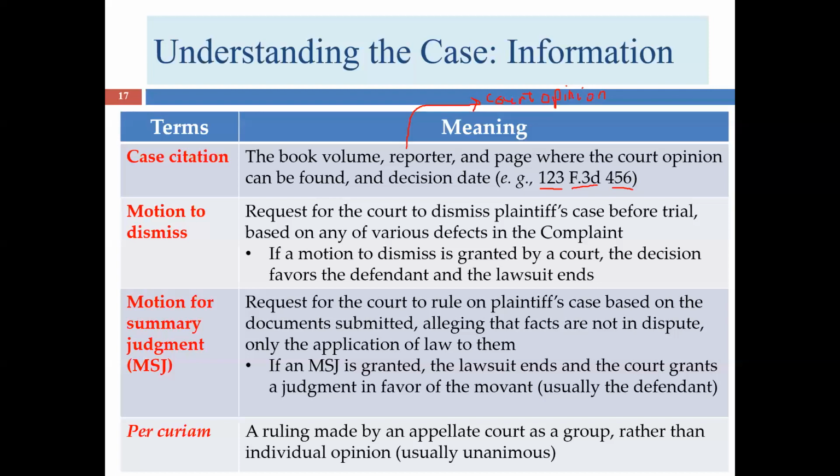In a per curiam opinion, we don't know who actually put pen to paper to write the opinion. Oftentimes this is done when it's a very routine case, and not a lot of time or effort was spent on writing the opinion, so the person doesn't really see the need to associate his or her name with it. We won't see a lot of per curiam opinions in this particular course because we're going to be talking about the most important cases. Those were sufficiently important that the author of the opinion is definitely going to use his or her name as the writer of the opinion.